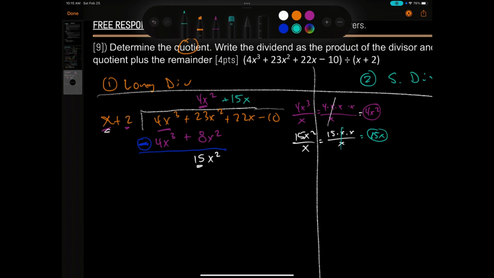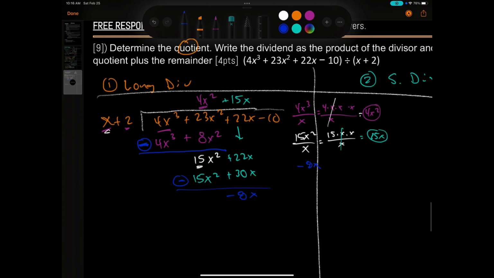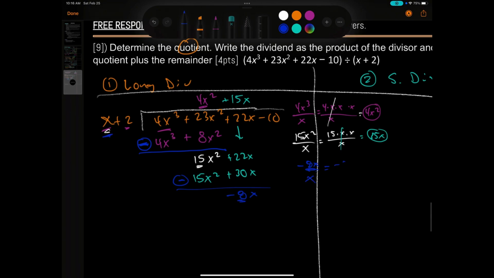I'm going to multiply 15x times x, which is 15x squared. Oops, forgot to bring that down. 15x times 2 is 30x. We're going to subtract: 15 minus 15 is 0, so I don't have to write the first term. And then 22 minus 30 is negative 8x. So I'm going to take negative 8x, and I'm going to divide that by x. So that'll be left with negative 8.